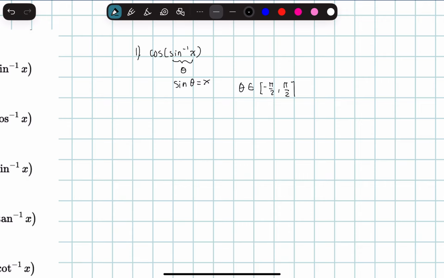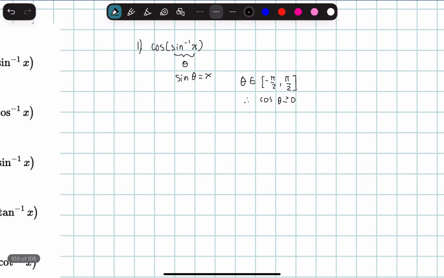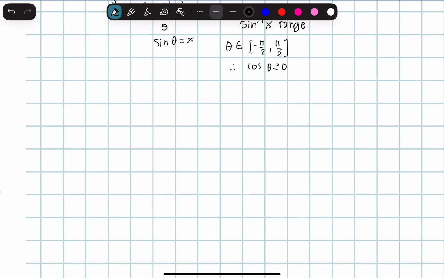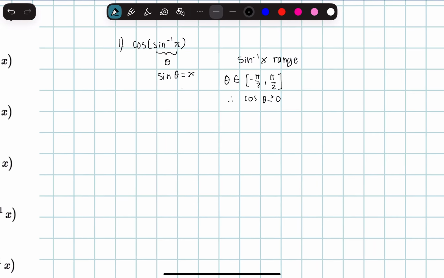That means that cosine of theta is going to be positive, because that's the range of sine inverse of x. Great. Now after this we have to interpret sine theta is equal to x.